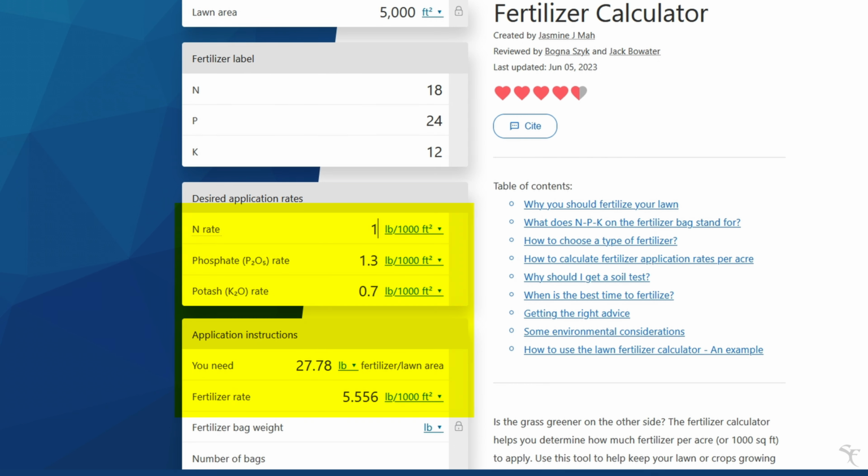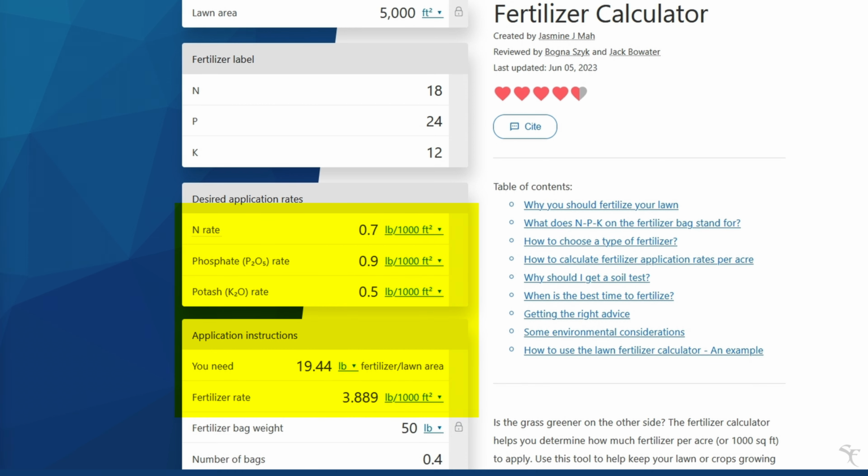As soon as I put this number in, it populates the values for these other things. So I know how much phosphorus and potassium is going to be going down if I put down 1 pound of nitrogen using this fertilizer with this nutrient profile. And that means I'll need 27 pounds of fertilizer for the entire job and 5.5 pounds for each 1,000 square feet. Now, for my application rate, let's see how that changes.